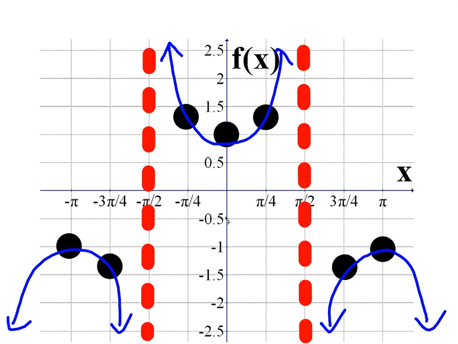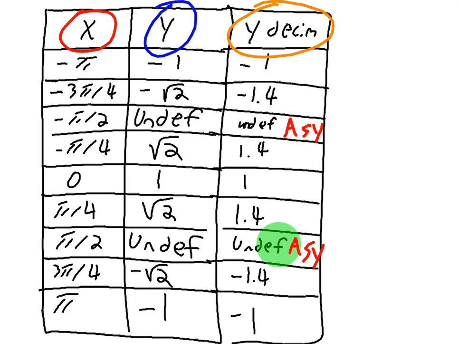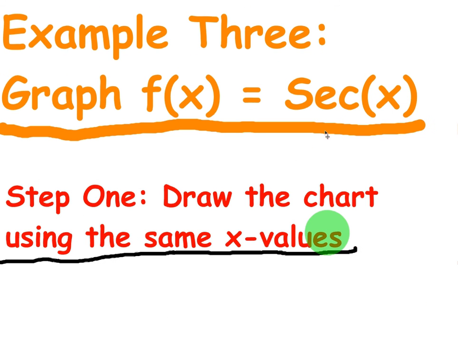And again, cosecant is going to look a lot like this, except the u's are going to be in different positions. That's it for graphing secant of x. 7 simple steps. If you have any other questions about this, let me know.